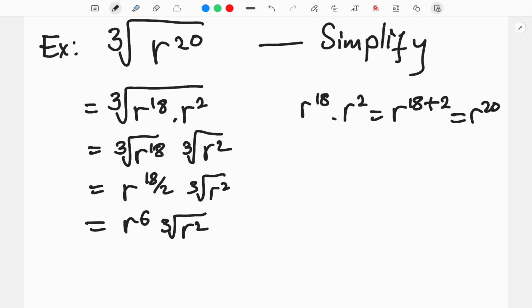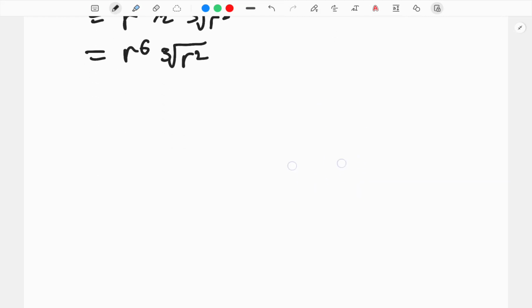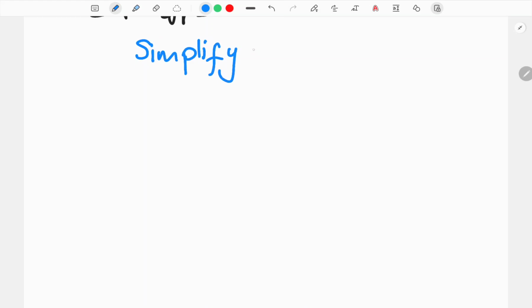Okay, so let's get into the big part of this video. What if now I say simplify, and you're given what? You're given 3 cube root of minus 135 y to the 6 and p to the 11, right? P to the 11.